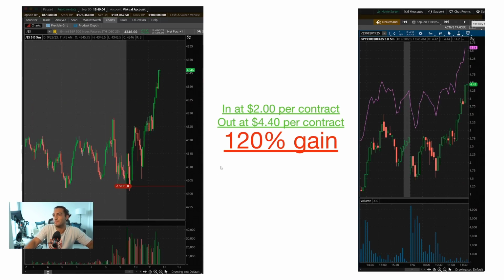But here's where the options become more favorable. In this scenario, we got a big move out of the market. We start to see a clear direction in the S&P 500. And in this case, futures are never going to beat the leverage you could get, the percent return, with options, right? So we bought an option here at $2 and it ripped up to $4.40. That's a 120% gain on the options.